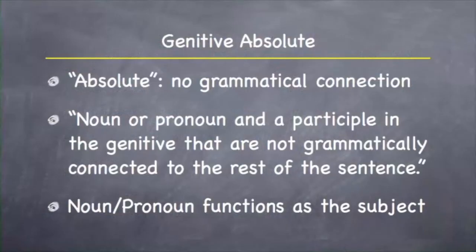You have a noun or pronoun in a genitive, and then you have a participle in the genitive, and these two words are not grammatically connected to the rest of the sentence. Now, I probably should mention that you can have some genitive absolutes without the noun or pronoun, but most genitive absolutes have a noun or pronoun. So a genitive absolute is when you have a noun or a pronoun and a participle, both in the genitive, and they are grammatically disconnected from the rest of the sentence.